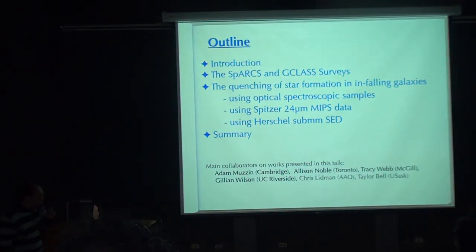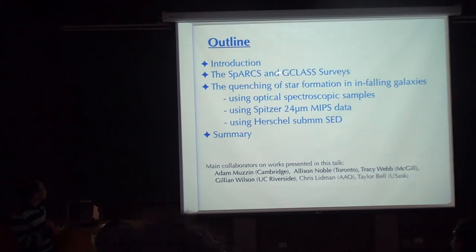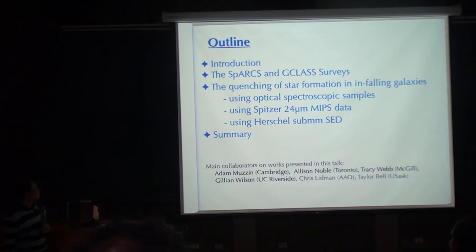What I'm going to do is have a short introduction about why we study galaxy clusters, and then we'll describe two related surveys of galaxy clusters, the SPARCS survey and the GCLASS survey, and how we use the data from these two surveys, one an imaging survey and one a spectroscopic survey, to look at what's called the quenching of star formation in galaxies that are falling into clusters from the field.